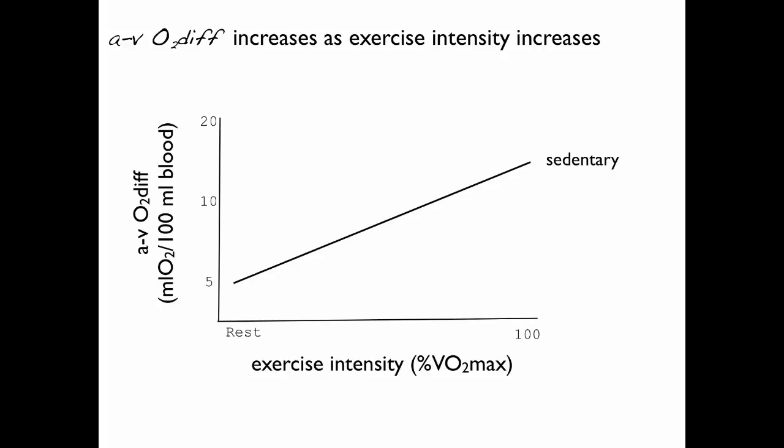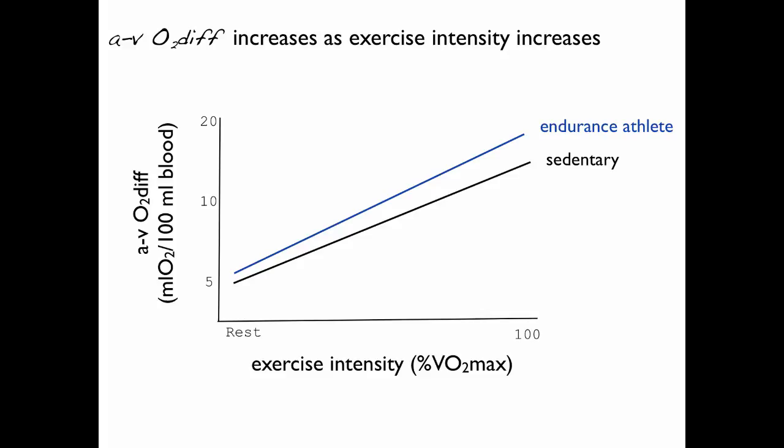There are differences between individuals. We'll say that this is the approximate graph we would see for a sedentary individual. However, endurance training athletes have a greater capacity to extract oxygen at the tissues due to many different factors: more type 1 muscle fibers, greater mitochondrial density, capillary density, and a greater capacity to use oxygen to produce ATP.